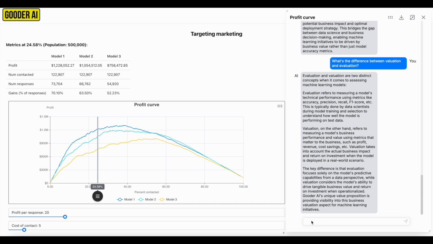Okay, let's go under the hood a little. How is the profit calculated?